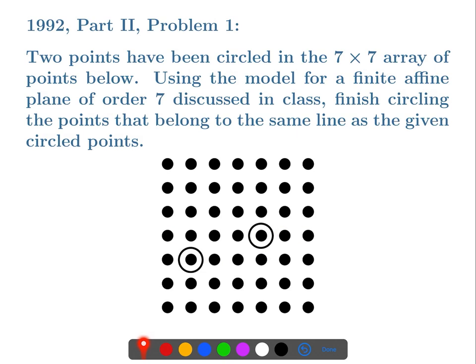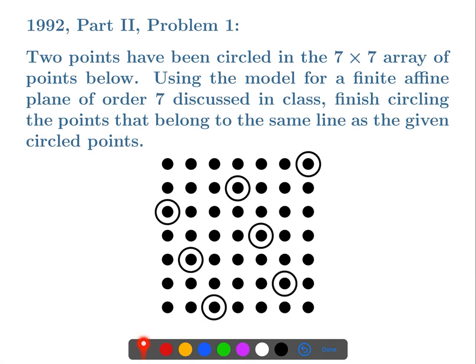1, 2, 3. This would be a point also. 1, 2, 3 and up 1. This will be a point. 1, 2, 3 and up 1. This will be a point. 1, 2, 3 and up 1. This will be a point. 1, 2, 3 and up 1. This will be a point. And we can stop there.